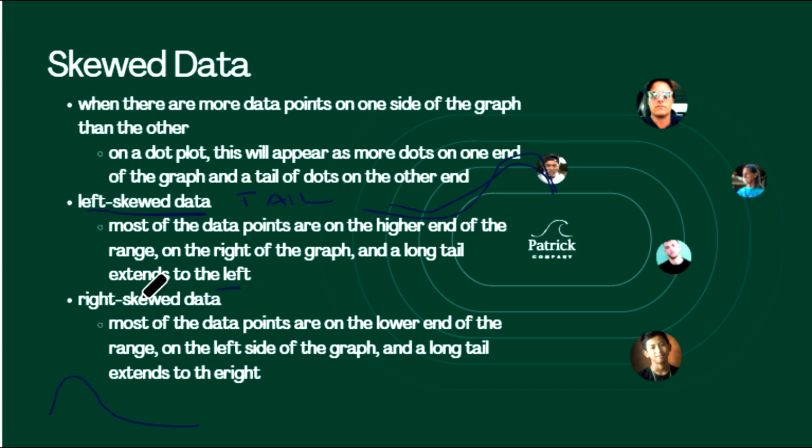Okay, right skewed data, most of the data points are on the lower end of the range on the left side of the graph, and a long tail extends to the right. So where's the tail? It's on the right, so it's right skewed data.